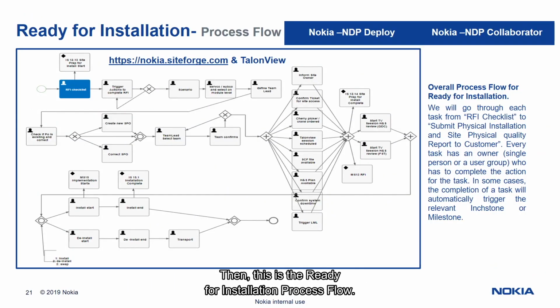Then, this is the ready for installation process flow. Before we can go to the site and start the installation, we need to have certain tasks done beforehand, and in this process flow, you can find what tasks need to be done before we go to the site, including that we have access to the site, we have the configuration files ready, and we have a crane or other equipment also ordered for the site installation before we go there.